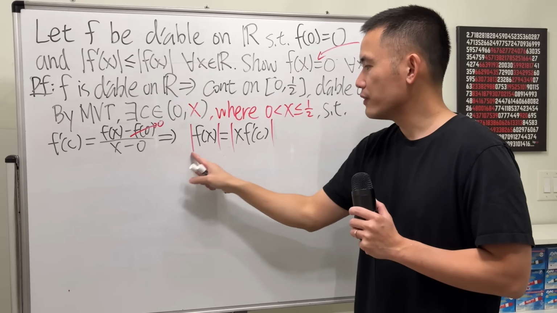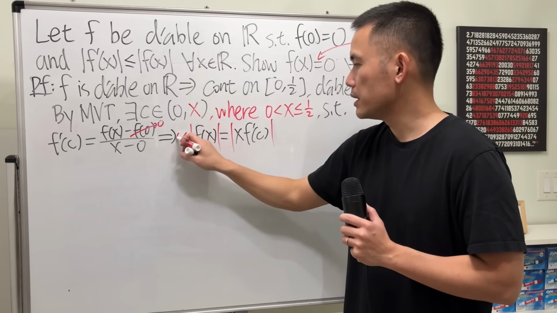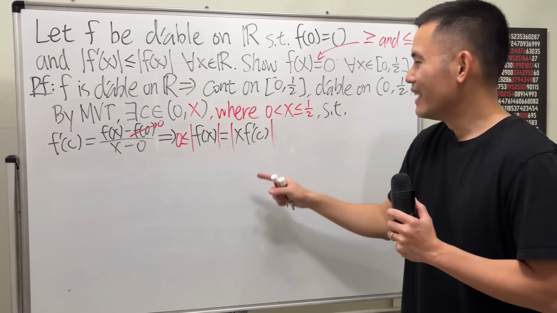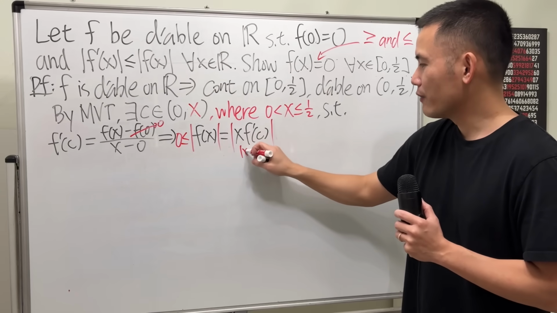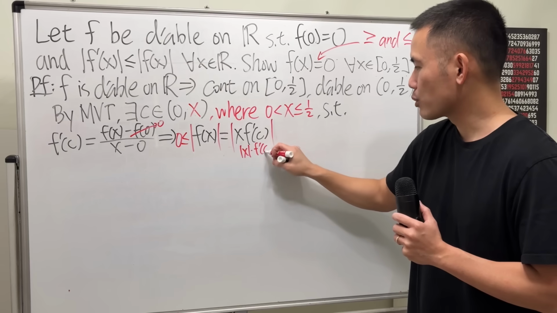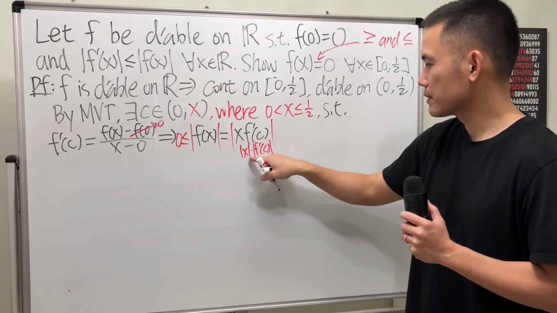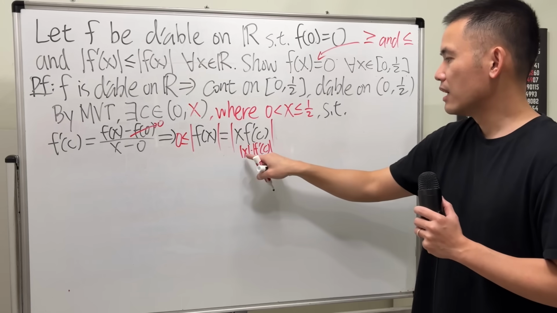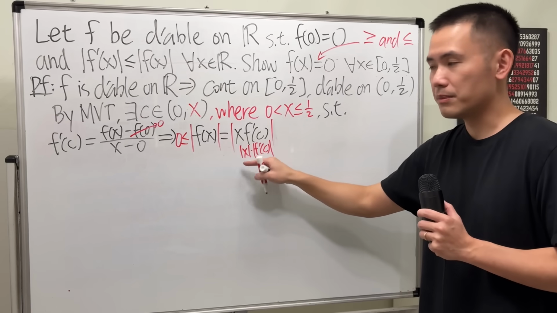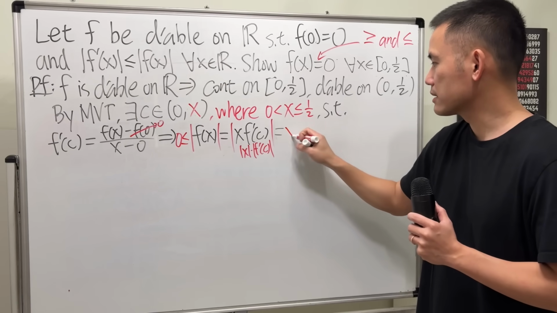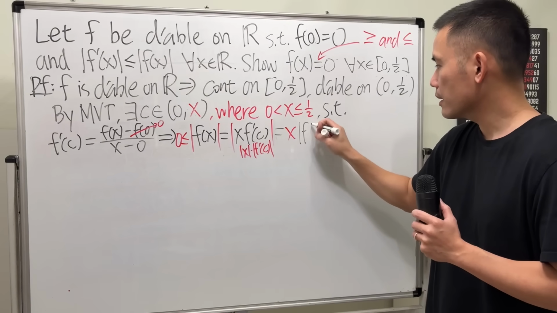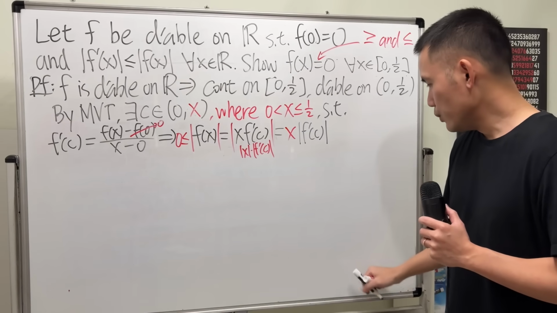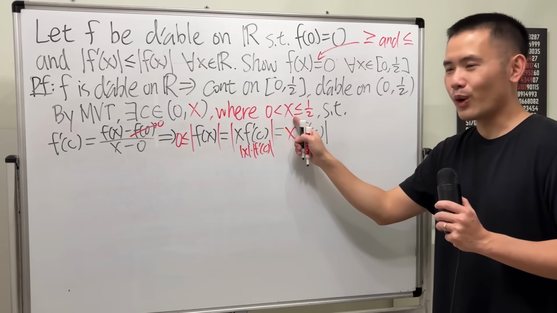Because the absolute value of anything is always going to be non-negative. And right here, the absolute value of x times the absolute value of f prime c, because the product of the absolute values is equal to the absolute value of the product. But the absolute value of x doesn't matter, since x is just positive. And then we can see that we have this inequality to use.